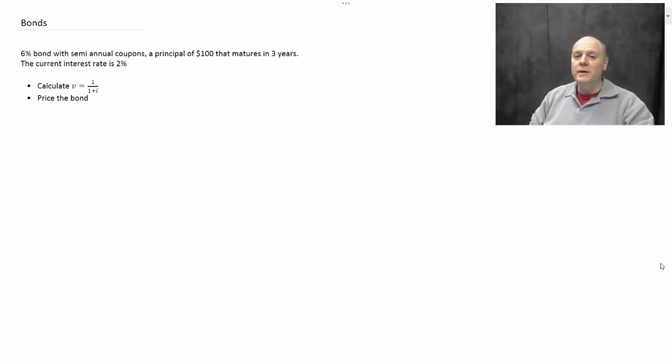But semi-annual means I get half the payment at 6 months and half the payment in a year. So for a 3-year bond, in 6 months I get $3. After a year I get another $3. A year and a half, $3. 2 years, $3. 2.5 years, $3. 3 years, $3. Oh, and also at the end of that 3 years I get the $100.